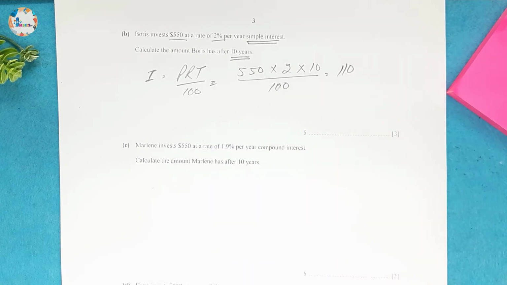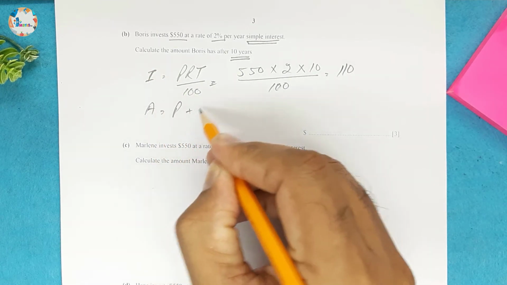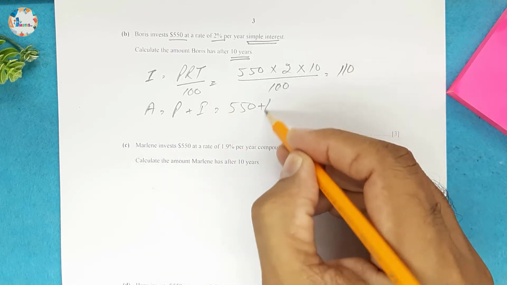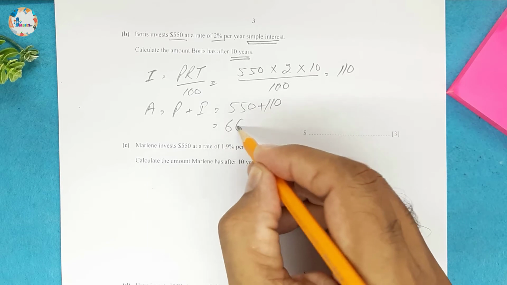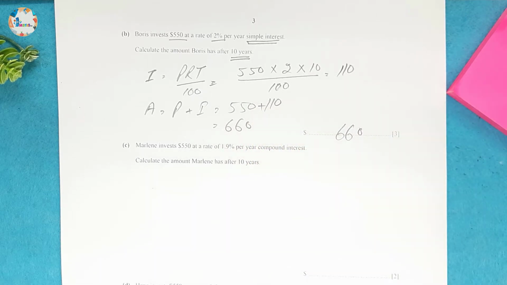Now 110 is the interest. So the amount is equal to the principal amount plus interest. The principal amount is 550 plus interest, which is 110. So this will be $660. So $660 will be our answer.